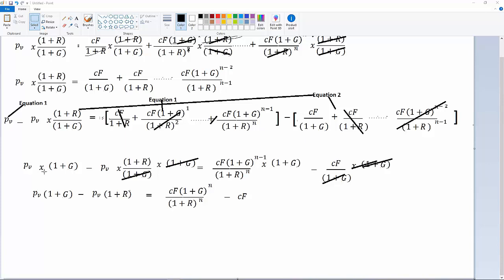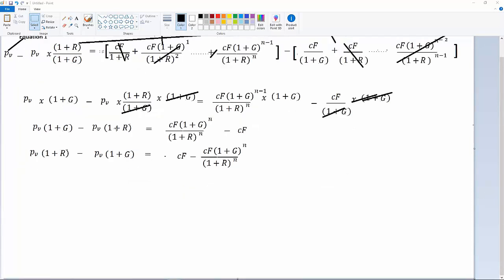I just removed the multiplication because when you have a parentheses next to it, it's the same thing as meaning multiplication. So just to make it cleaner, we have PV times (1 plus g) minus PV times (1 plus r) equals this equation minus CF. I'm now going to divide by -1 on both sides, just because in most equations they show the cash flow number as positive. So we're going to divide by -1 on this side, which means that this side is going to change sides. And I'll show you what that looks like.